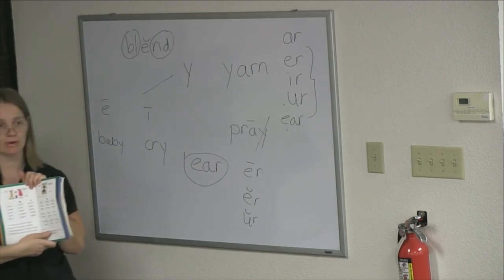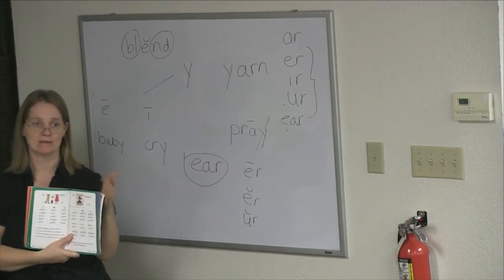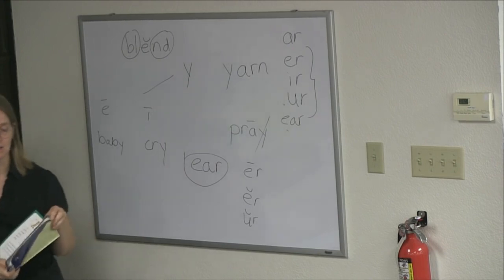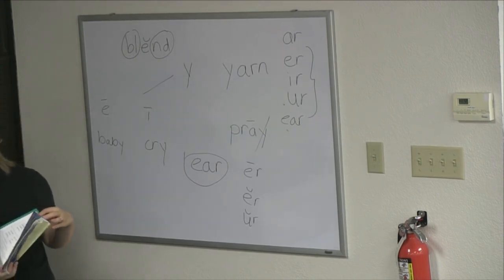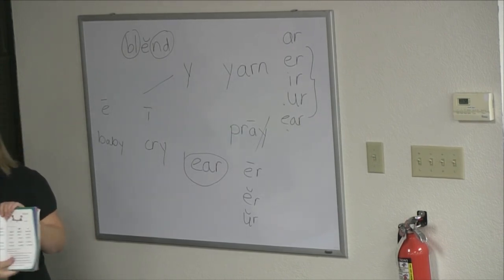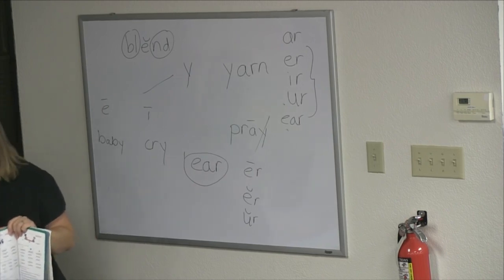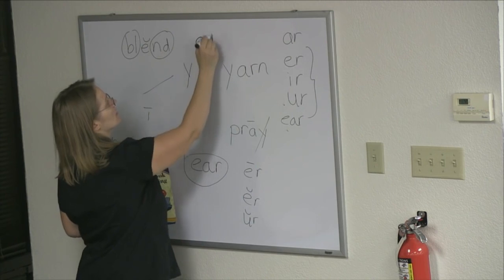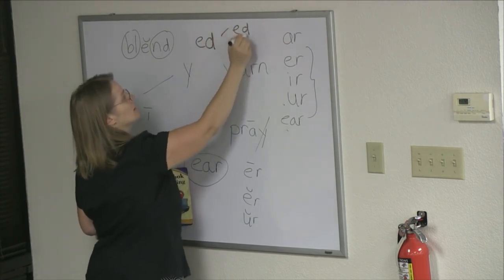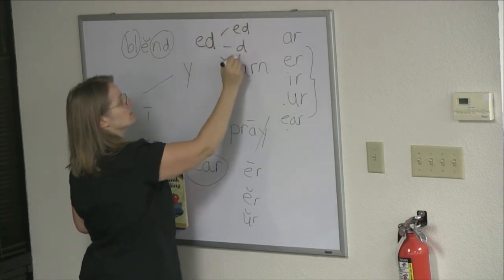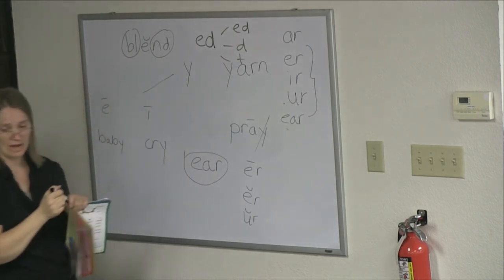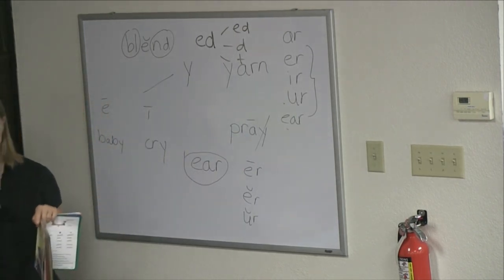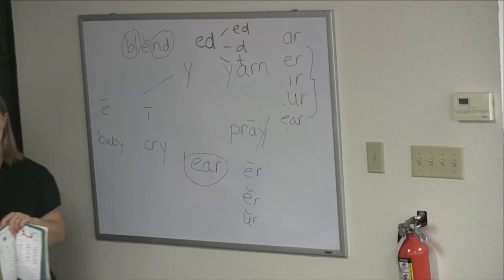So ed at the end of a word, ED can say ed as in wanted. It can also say t as in looked. Or it can say d as in played. So just a little ed at the end of a word can say ed or d or t. And if I'd asked you that, you probably wouldn't have thought about that, but now that you think about it, you realize that is what words say.